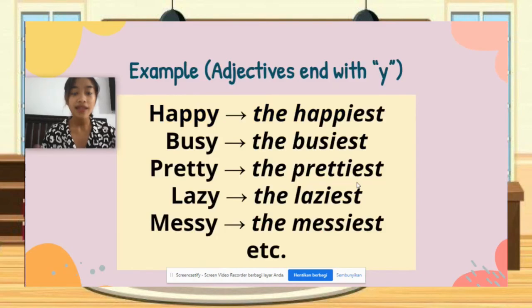Example adjective end with Y. Happy become the happiest. Busy will be the busiest. Pretty will be the prettiest. Lazy will be the laziest. Messy will be the messiest, etc.